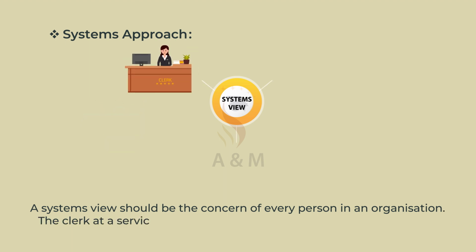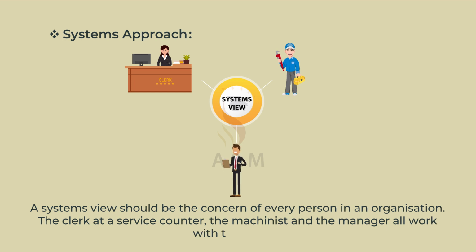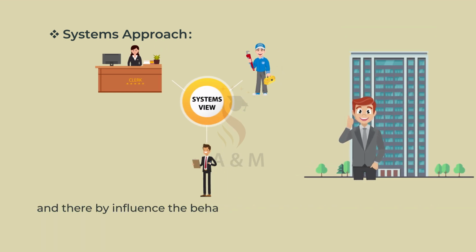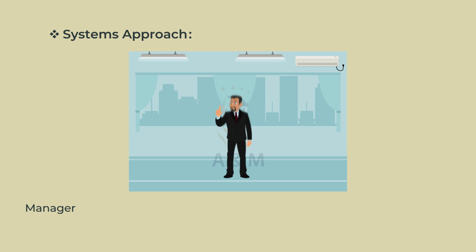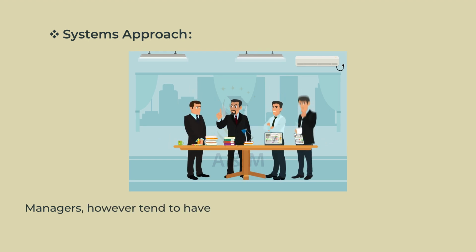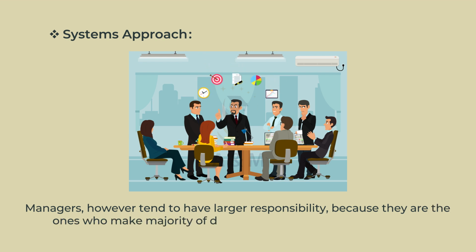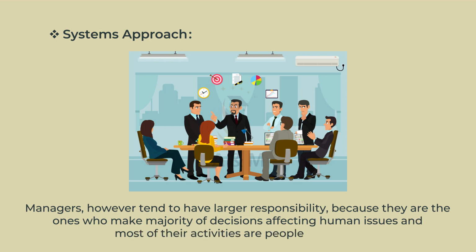The clerk at a service counter, the machinist, and the manager all work with people and thereby influence the behavioral quality of life in an organization and its outputs. Managers, however, tend to have larger responsibility because they are the ones who make the majority of decisions affecting human issues, and most of their activities are people-oriented.